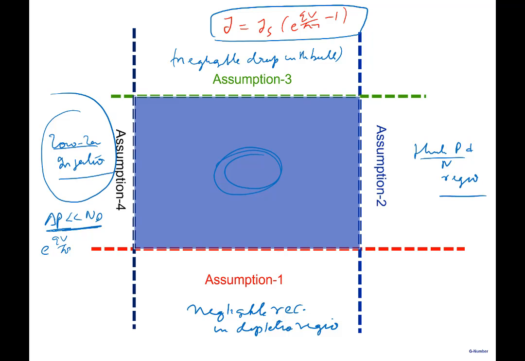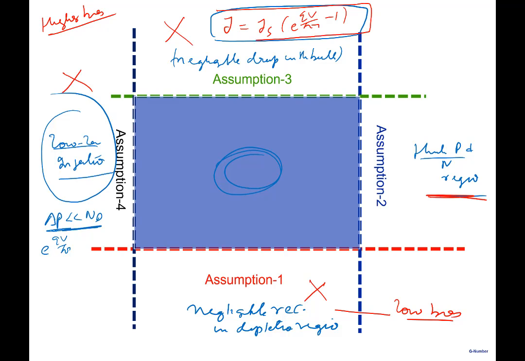Not only will this assumption break, in fact, at higher bias, these two, negligible drop in the bulk and low level injection, both of them will break down. The thick N region is a structural property, so it has nothing to do with bias. At very low bias, I have to show you that negligible recombination within the depletion region breaks down. So your diode expression that you just derived is valid neither at very low voltages, nor at very high voltages. It's valid in the middle.